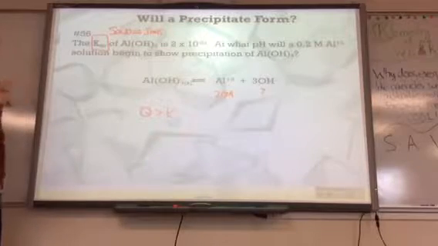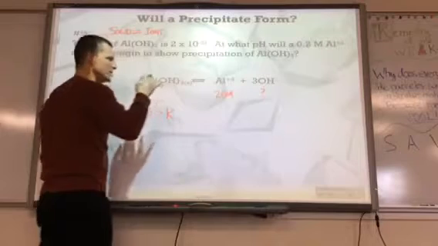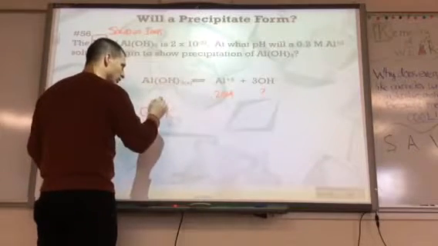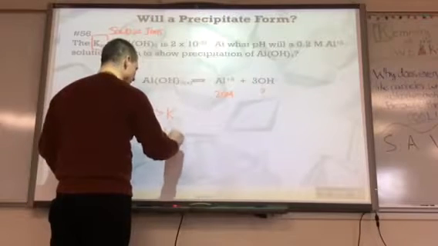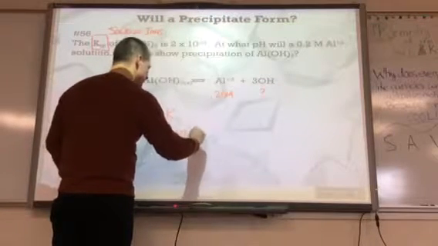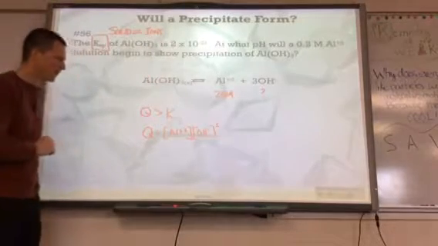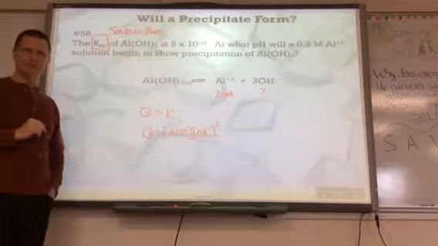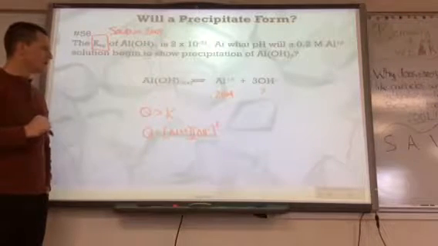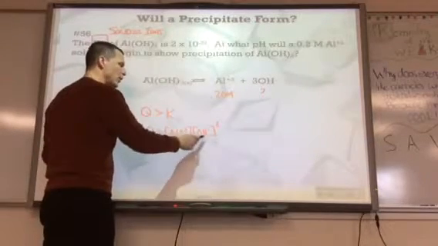Now we're not at equilibrium, so we're not going to say that K equals 0.2 times that number. It is true, though, because it's not at equilibrium, that Q is the concentration of Al times the concentration of OH cubed. Q is equal to that because the reaction is not yet at equilibrium. We know this term. We don't know this term.